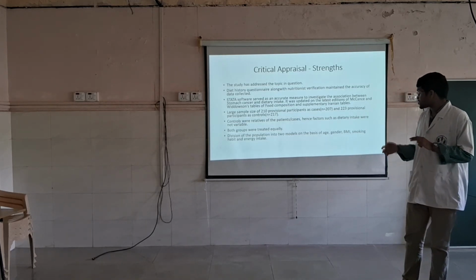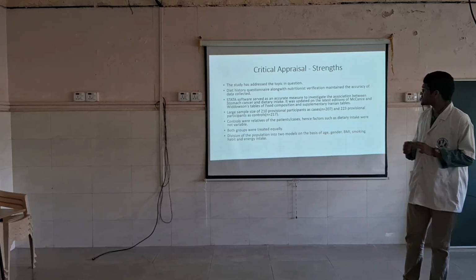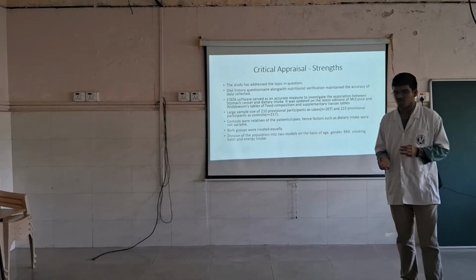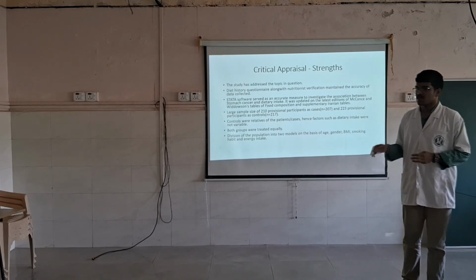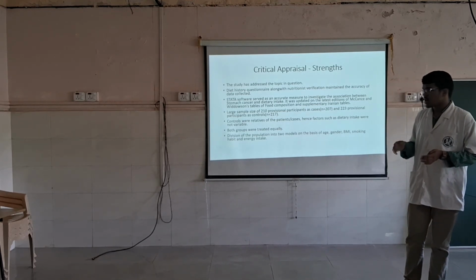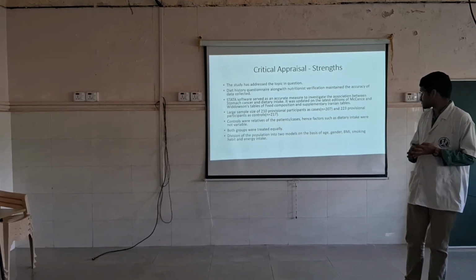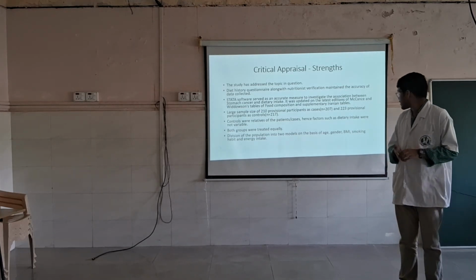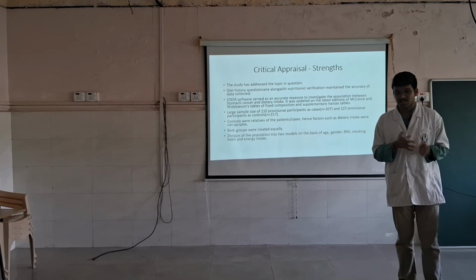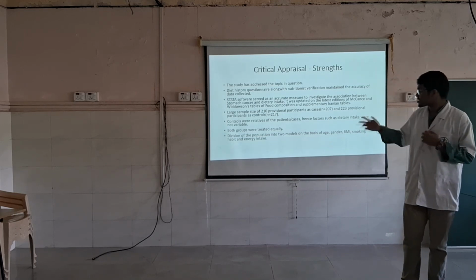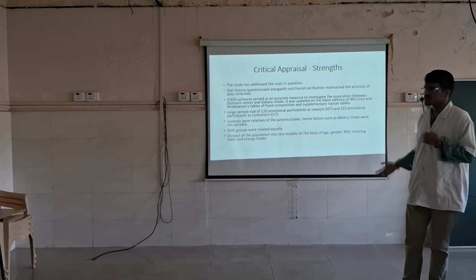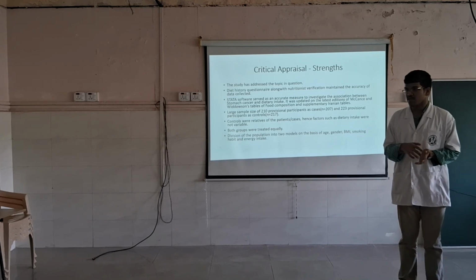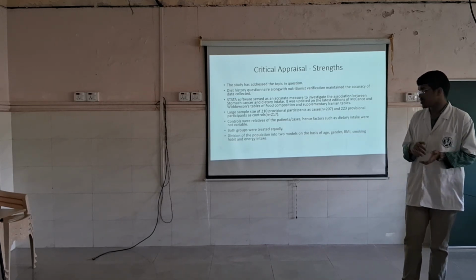The status software also served as an accurate measure to investigate the association of stomach cancer and macronutrient intake, and was updated as per the requirement. The large sample size included 210 participants as cases and 223 participants as controls. As discussed earlier, controls were relatives of patients and cases, so they were matched on the basis of dietary intake, so there is not much variability in dietary intake.